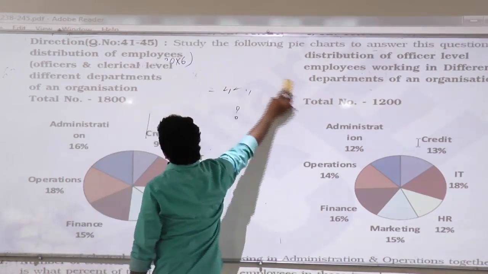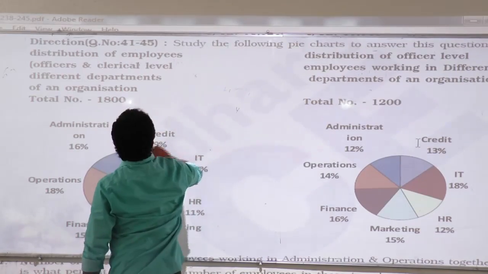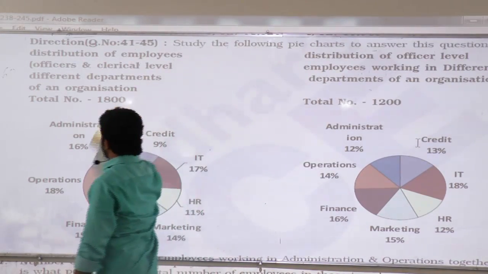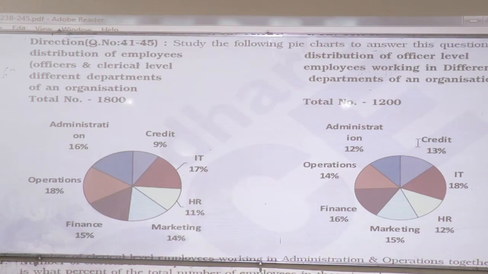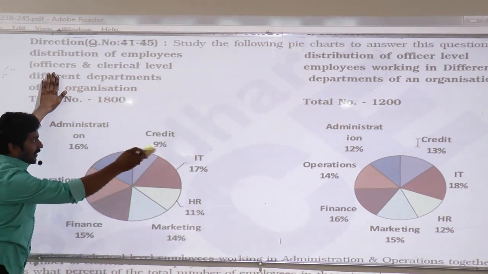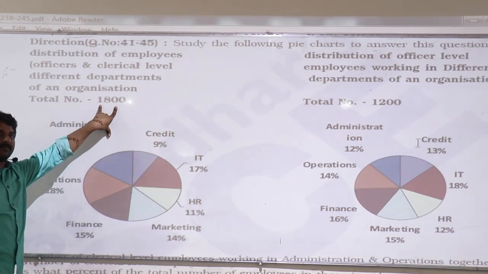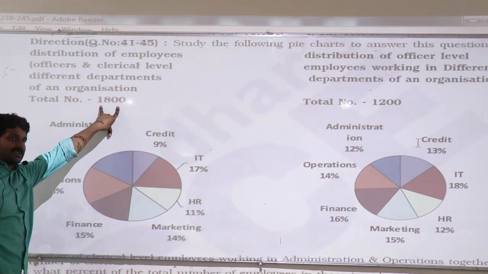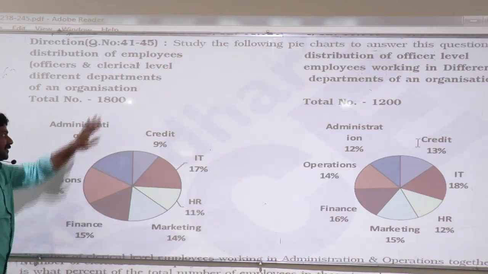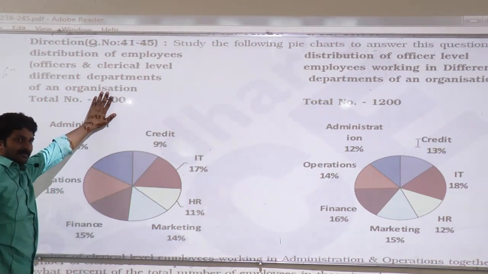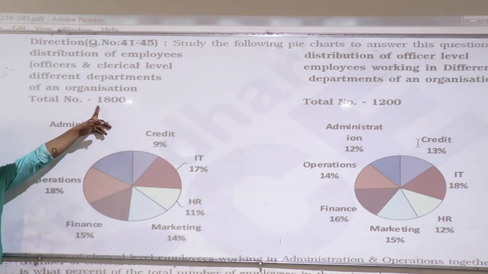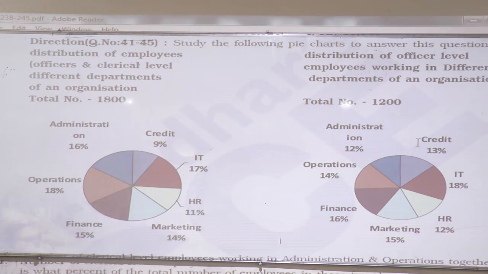Distribution of employees, officers and clerical level in different departments of an organization, which is total 1800. And what is the other one? Distribution of officer level employees working in different departments. This is total officers and clerical, and that is about only officers. The other one is clerical. So total how many employees are there? 1800. Out of 1800, 1200 are officers. Clerical staff? 600. Like this is boys and girls data, and that is boys data. Similar question to that. Now 41.